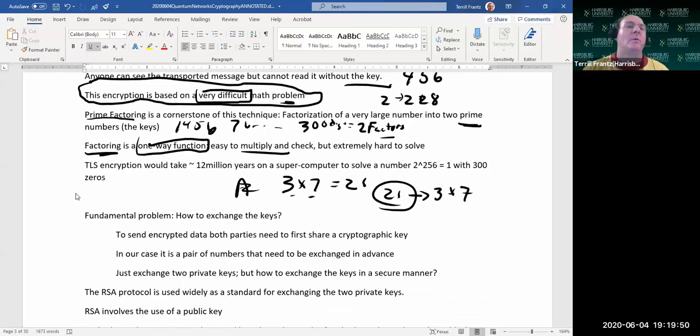So it's based on a difficult math problem that's considered a one-way function. It's easy to do one way, but very difficult to reverse. And this is essentially known as the TLS encryption technique. And so if I had a number, let's say something in the area of 2 to the 256 power, which is basically a 1 with 300 zeros behind it, it would take approximately 12 million years on a supercomputer to solve.